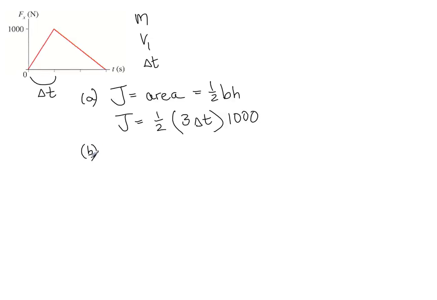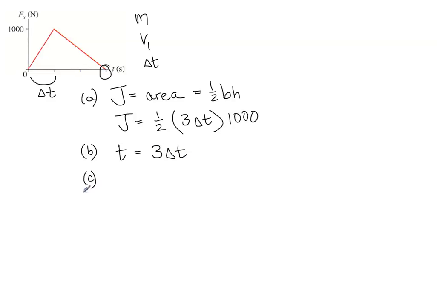In part B, they ask you at what time does the rocket reach its maximum speed? Well, obviously, if it's going to be pushed forward this whole time, then it's not going to get to its maximum speed until you're done pushing it. So right here, that's when the maximum speed is going to be attained. So the time then is going to be 3 time increments, whatever your time increment is.